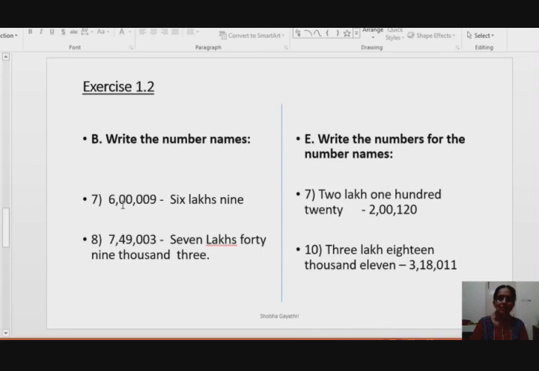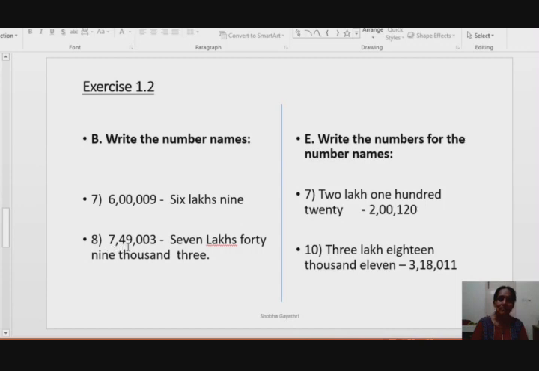6,09,080. Write 6 lakhs, the lakhs period is over. The thousands period is 09. Then hundreds place is 0 and tens place is 8. Write 6 lakhs 9 thousand 80.